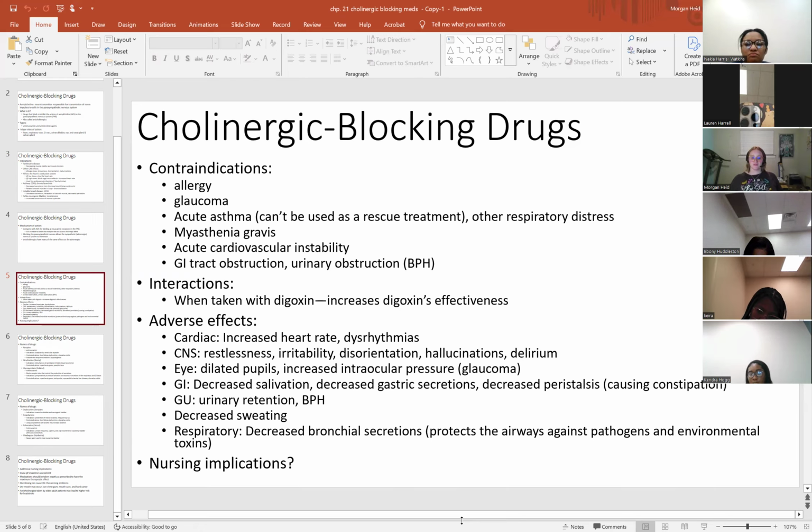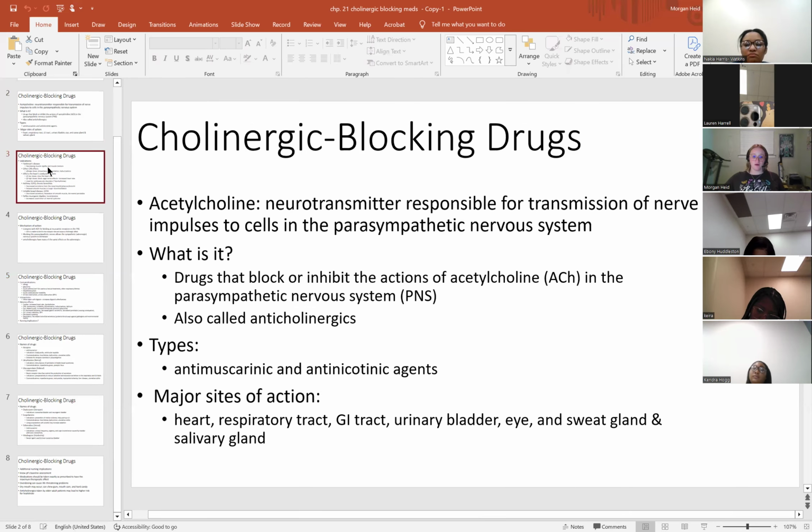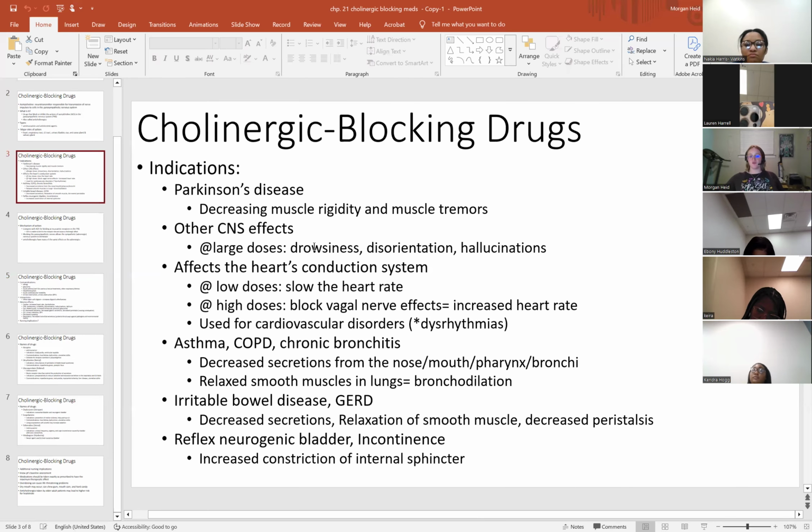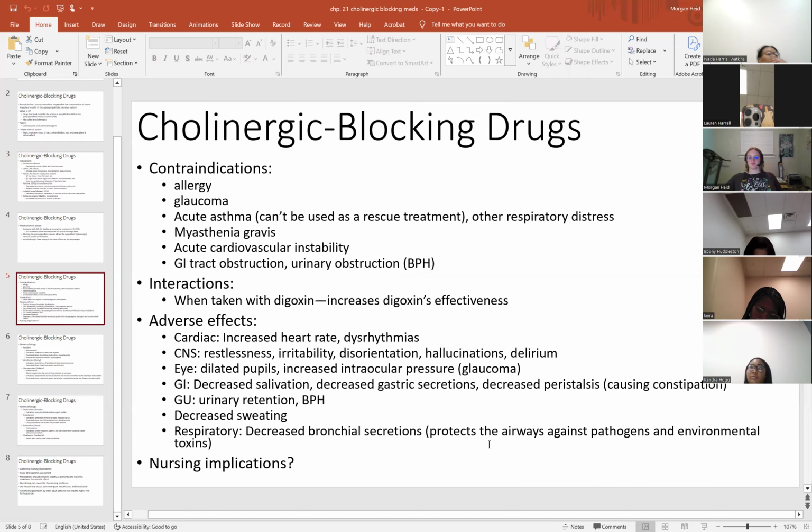My CNS system, it can cause restlessness, irritability, again, disorientation, confusion, hallucinations, or delirium. We saw this again back up on this slide right here, where I said that if you give too much, it will cause these dangerous CNS effects, right? Which again is going to be an adverse effect. Okay. We don't want to put our patient into almost like a schizophrenic state, okay? My eyes, it's going to cause dilated pupils. It's going to have the risk of actually increasing the intraocular pressure, which is why glaucoma is a contraindication, right? Because it could make the glaucoma worse, okay?